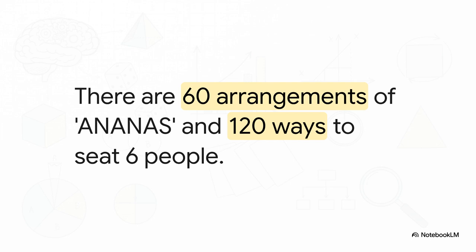Or imagine hosting a dinner party. If you're trying to seat 6 people around a circular table, there are 120 different permutations for how they can be seated. The complexity definitely ramps up, but our toolkit handles it effortlessly.